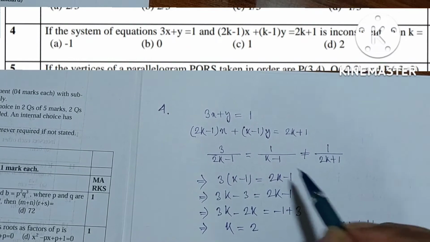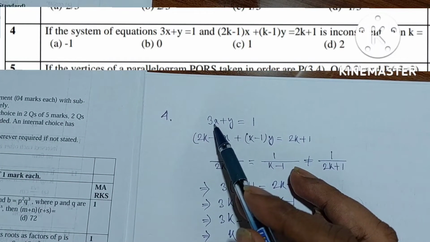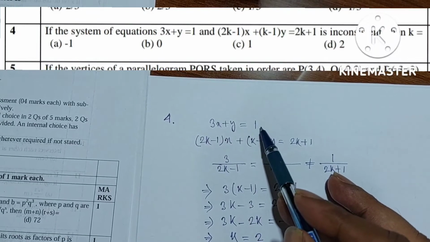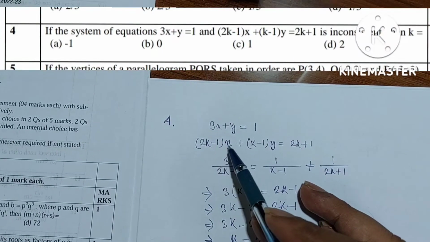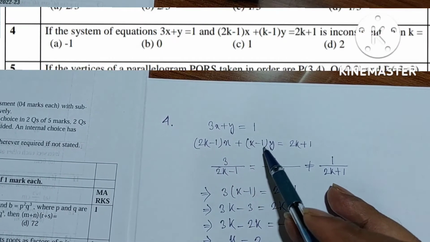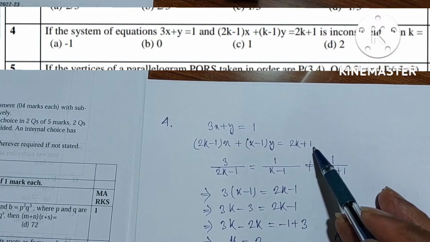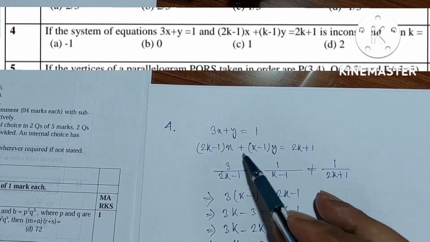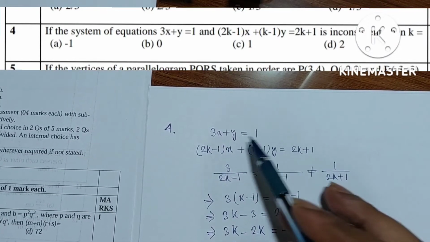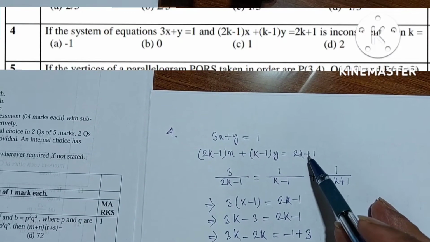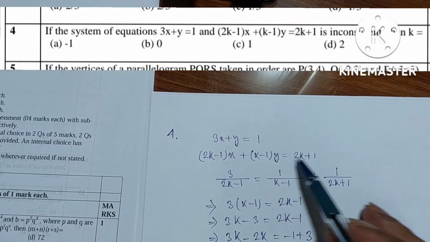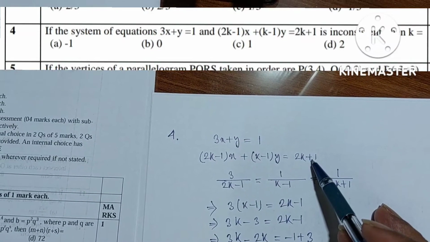Question number 4. Here the given equations are 3x + y = 1 and (2k − 1)x + (k − 1)y = 2k + 1. Since the given equations are inconsistent, that means they do not have any solution.